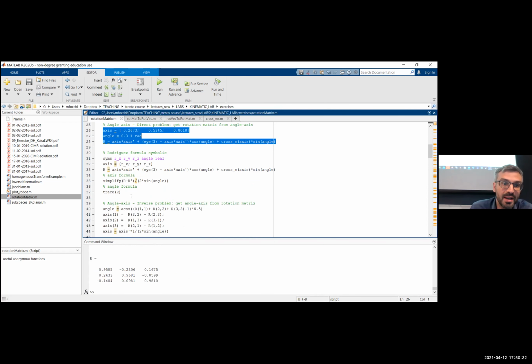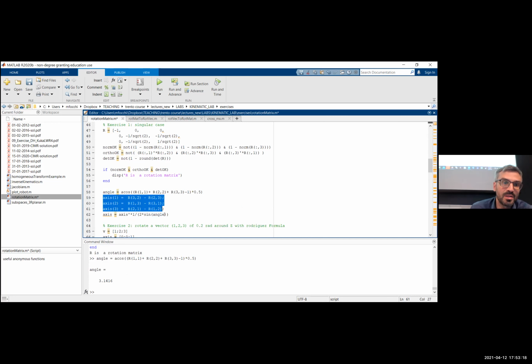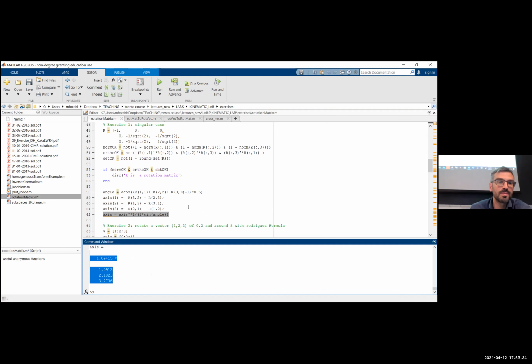Orthogonality, so we do the dot product of the columns. Again, we do an AND. We see that they are orthogonal, and also the determinant is equal to 1. So this is just a simple test you can always use to check if a 3 times 3 matrix is a rotation matrix. Then again, we want to apply the inverse formula. We get an angle of pi, and here we start to have problems with sine of theta equal to 0. So for some reason, in MATLAB, when you compute the axis, you get something that explodes, no longer a unit axis.